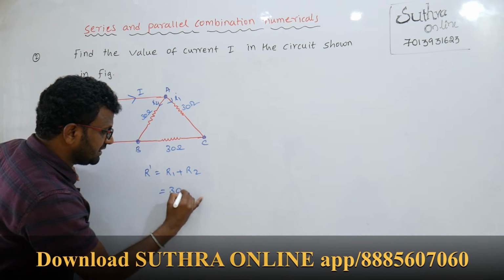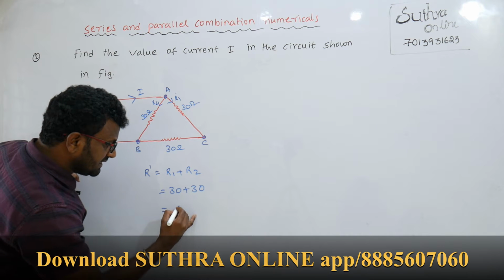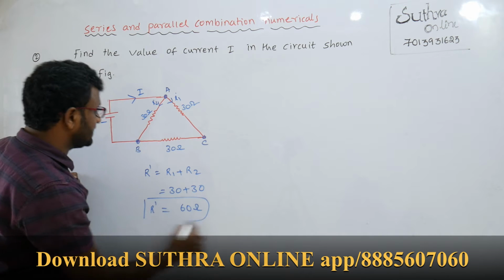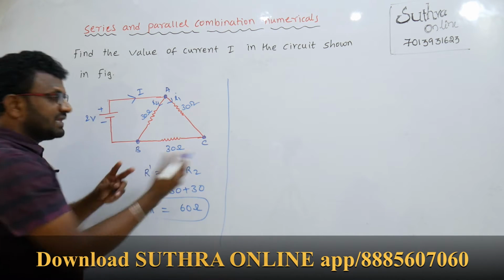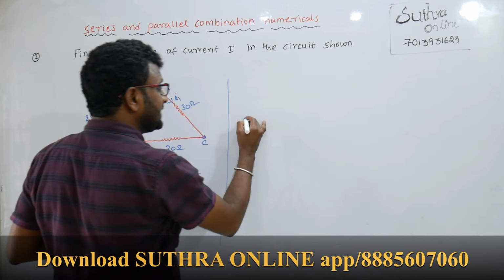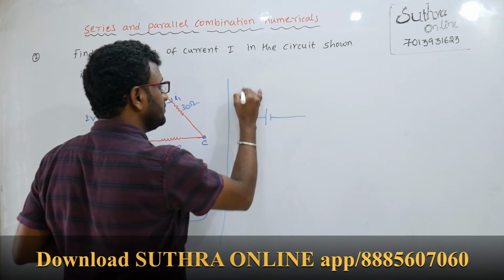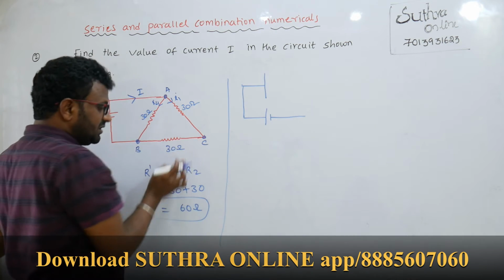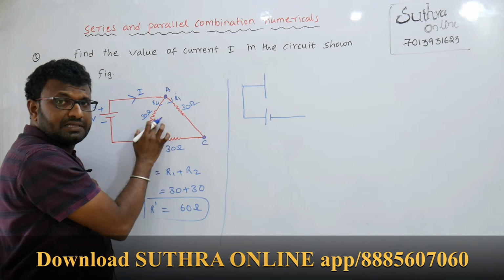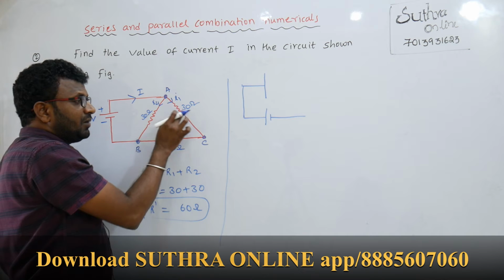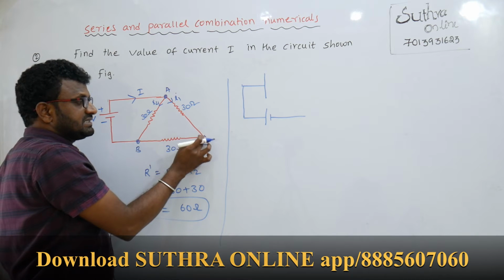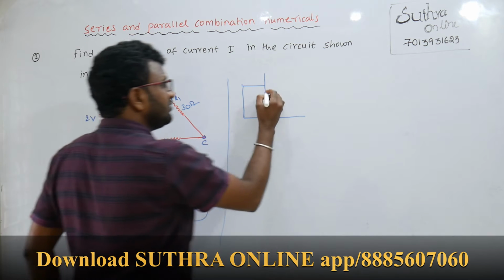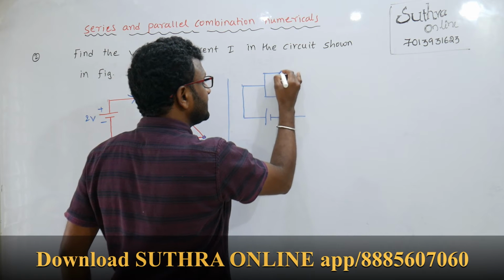So R dash is equal to R1 plus R2, that means 30 plus 30. How much will that be? 60 ohms. This is nothing but R dash. Now, if you observe, let's draw the diagram again to make it easy. This effective resistance, the combination of arm AC and CB, is parallel to arm AB, right?